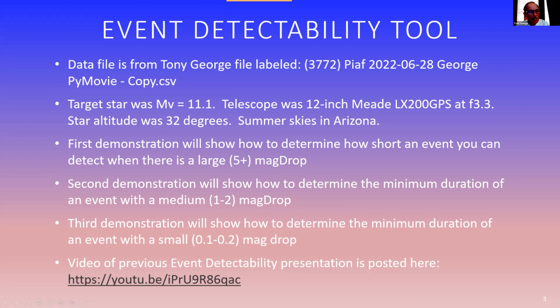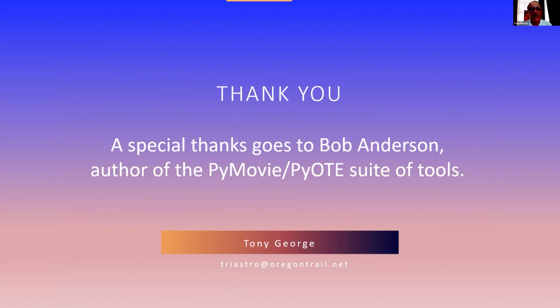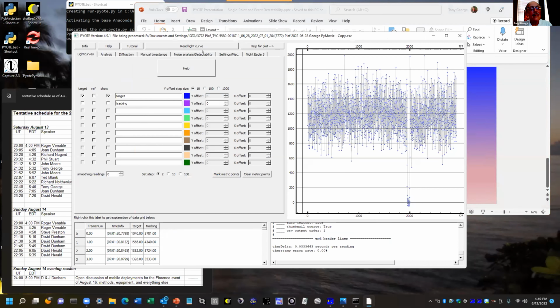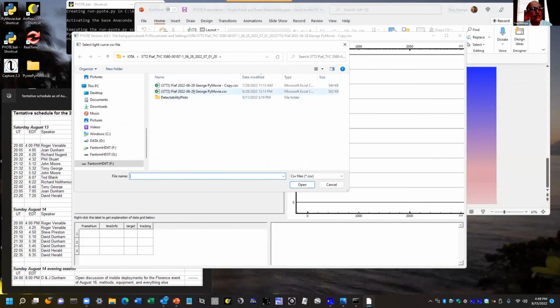I have given this demonstration before to a small group of North American observers, and you can see a longer presentation of this at this URL link. It's also listed on the IOTA website under PyMovie demonstrations, I believe. Okay, so I'm going to read a new light curve, and this is the PF one.